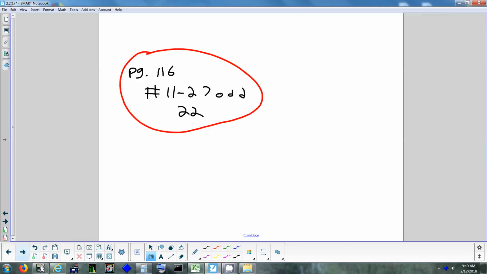All right. So I'm going to leave you guys with the last 20 minutes or so, a little over 20 minutes, to start the homework. It's in the book on page 116. 11 to 27, just the odds. The only even that I'd like you to try is number 22.